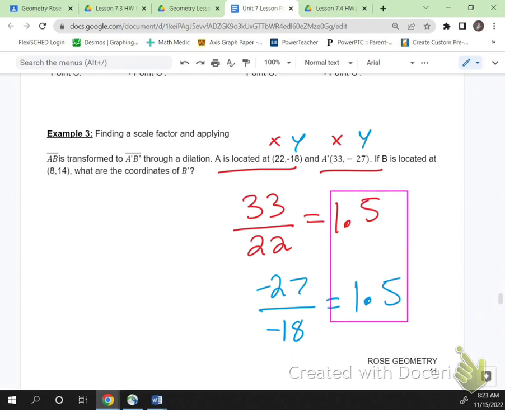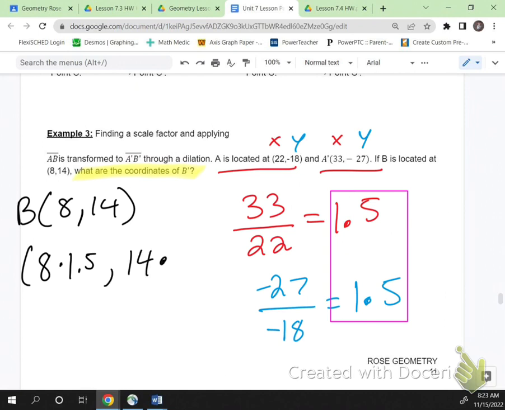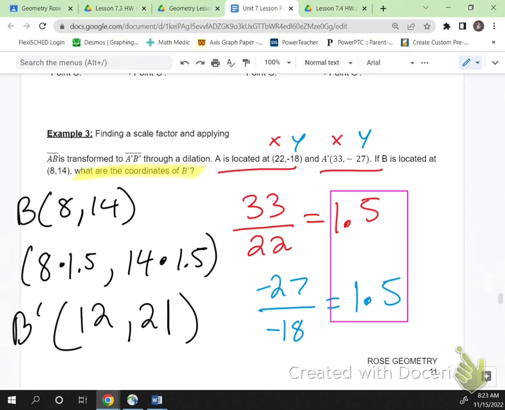Now I have to finish the question. What are the coordinates of B prime? So what do I do with B? 8, 14. What should I do? Multiply. So do 8 times 1.5 and 14 times 1.5 to get our B prime. What is our new B prime? Get your calculator going. 12, 21. Not so bad. Divide to find the scale factor if you know the preimage and the image of 1 point.